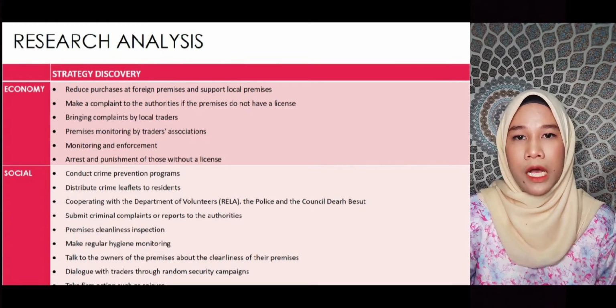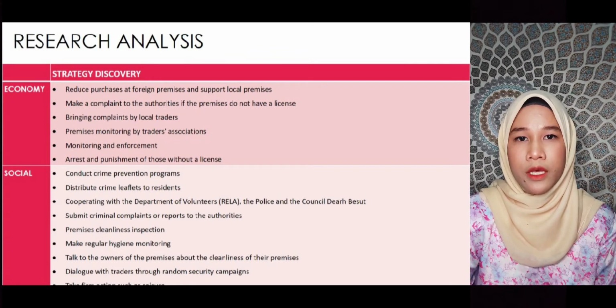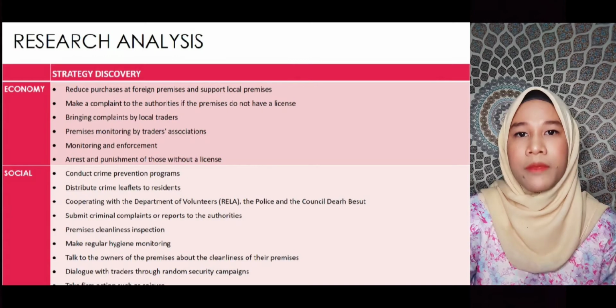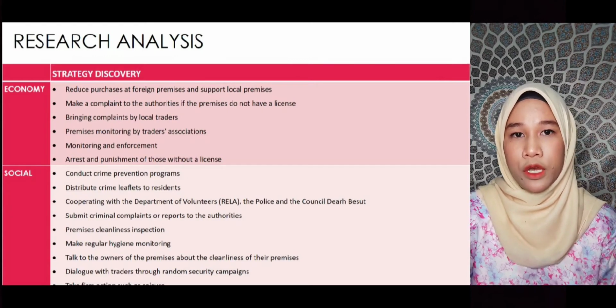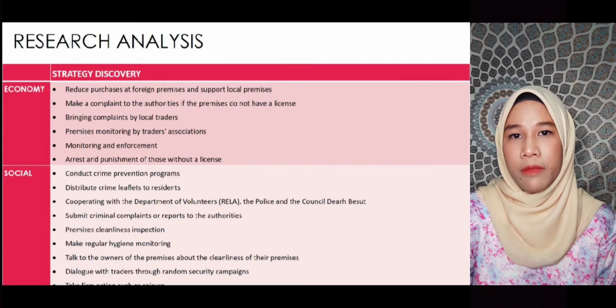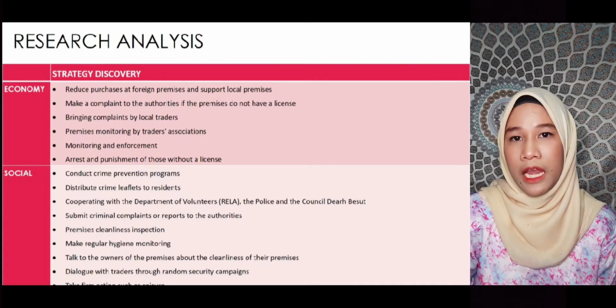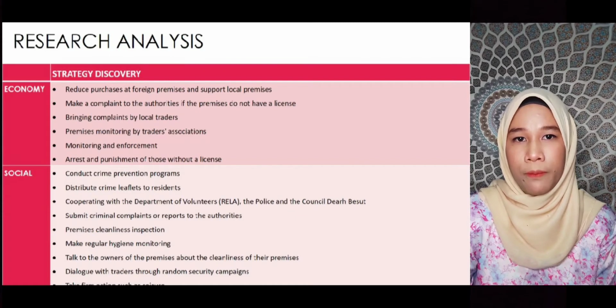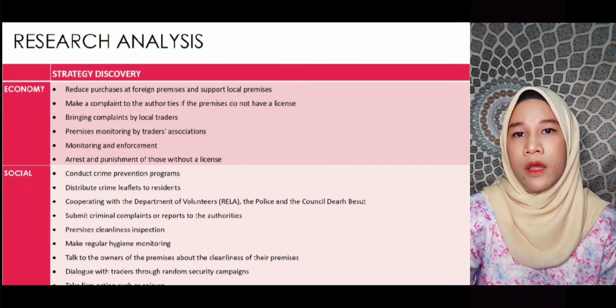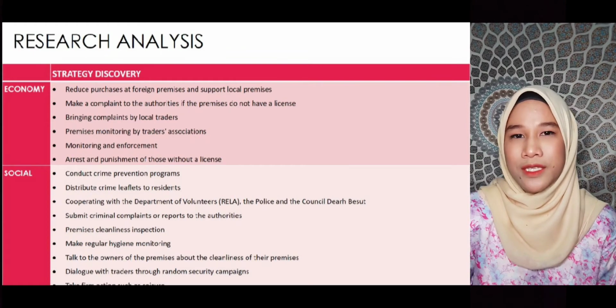From the social aspect, conduct a crime prevention program. Distribute crime leaflets to residents. Collaborate with the volunteer department, the police and the Besut District Council. Submit crime complaints and reports to the authorities. Premise cleanliness inspection: make regular hygiene monitoring. Talk to the owners of the premises about the cleanliness of their premises. Hold dialogue with the traders through random security campaigns and take firm action.